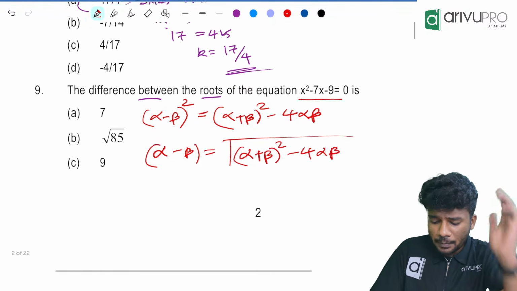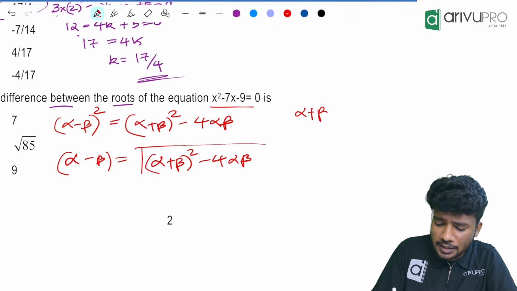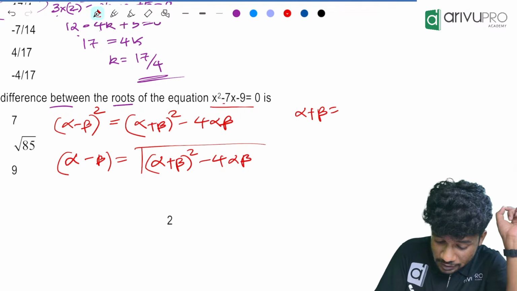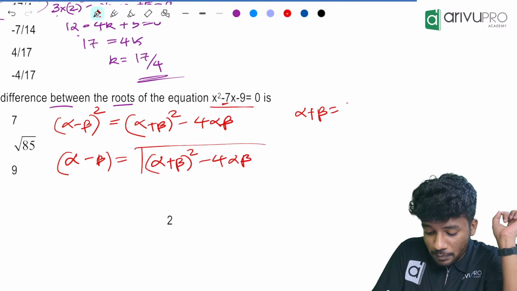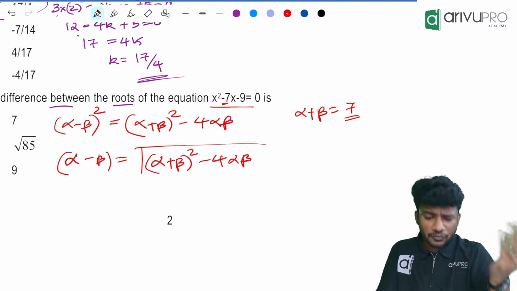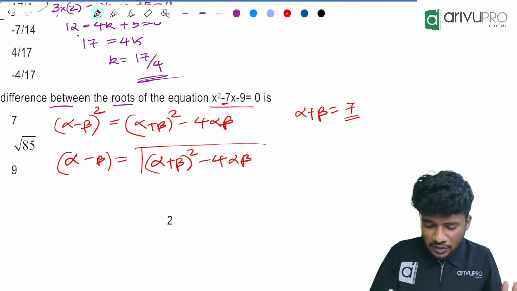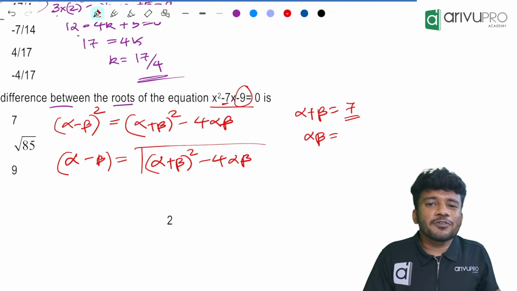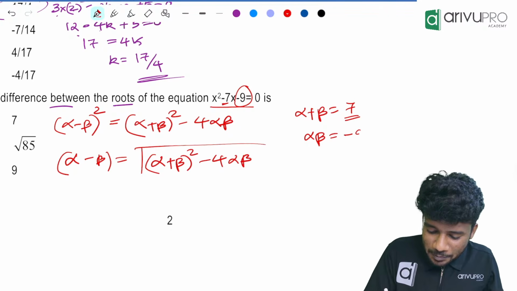How to find alpha plus beta? That is the sum of the roots, which is minus coefficient of x, that means minus of minus 7 becomes plus 7, divided by coefficient of x square. Anyway, it is 1. So 7 is alpha plus beta. Then the product of the roots is the constant term divided by coefficient of x square, which is minus 9.